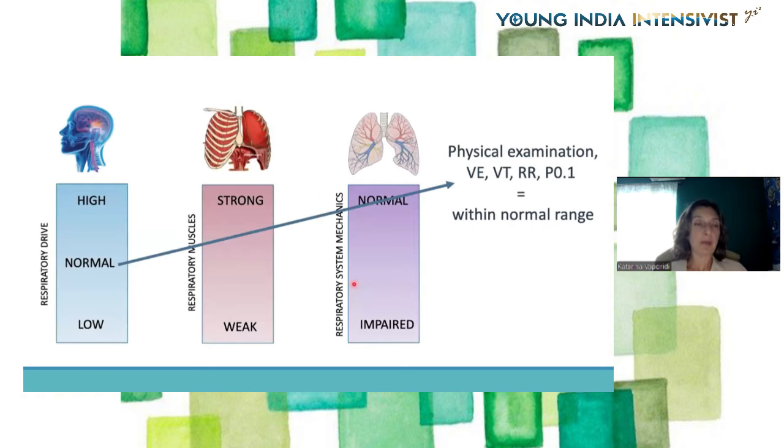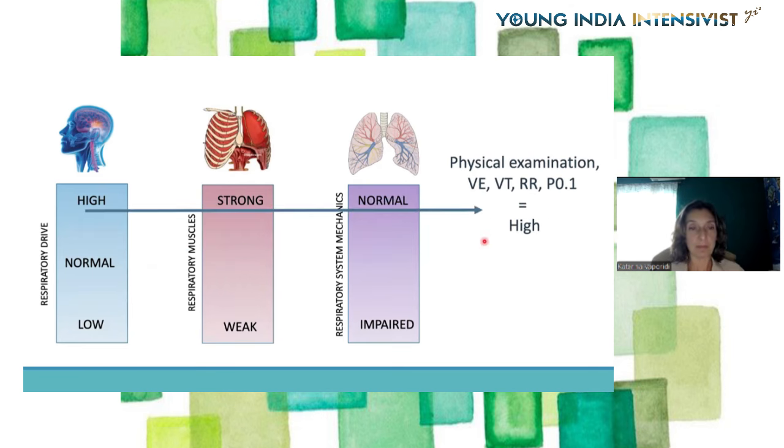So, some examples. This patient has a normal respiratory drive, strong muscles, no muscle weakness, and normal mechanics. In this case, what you see is what you get. Normal drive, everything is normal. Physical examination will be normal, measurements will be normal, P0.1 will be within the normal range, and that's quite obvious. High respiratory drive in a patient with no muscle weakness and relatively normal mechanics: you will see this high respiratory drive. It will be obvious in the high tidal volume, in the large displacement of the chest wall, high minute ventilation, and if you measure P0.1, that will also be high.